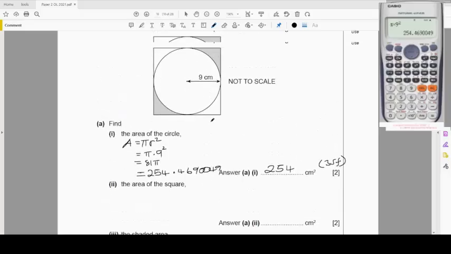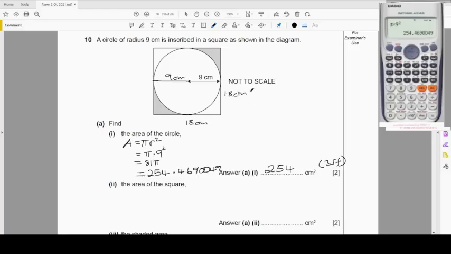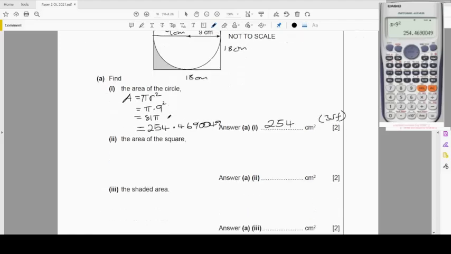The area of the square. Now, if I were to measure this length here, this is also the radius of a circle, so that was also 9 centimeters. So my square will be 18 centimeters by 18 centimeters. And we know that the area of a square is just side squared. So the area is 18 squared. This is 324.